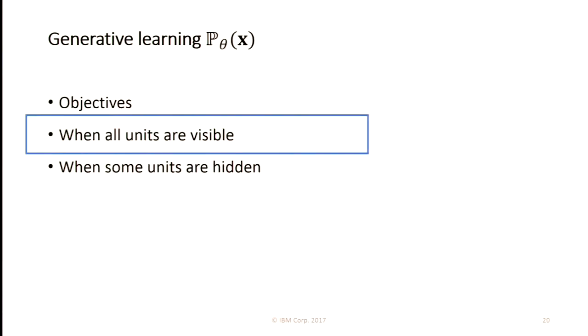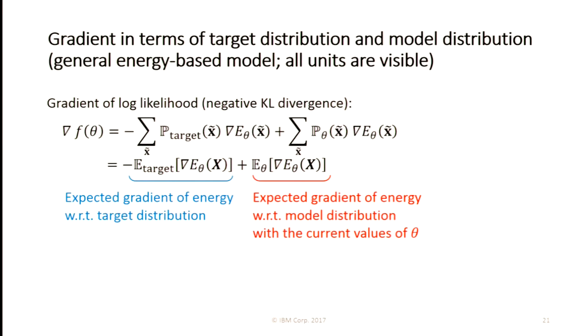So, we're going to start with a very simple case where there are no hidden units. But I think it is still interesting and gives some intuition about energy-based learning. So the gradient of the log likelihood when there are no hidden units can be expressed like this.